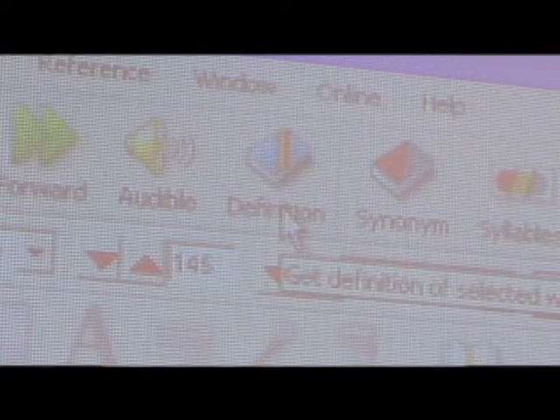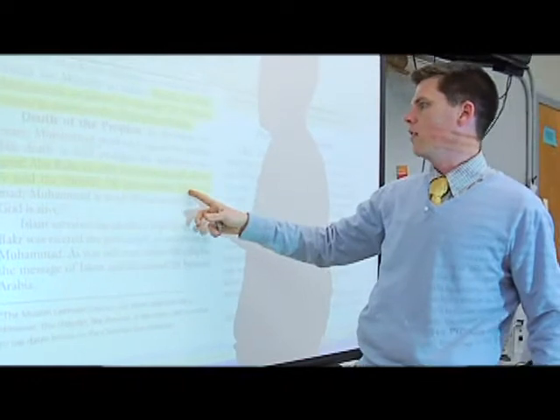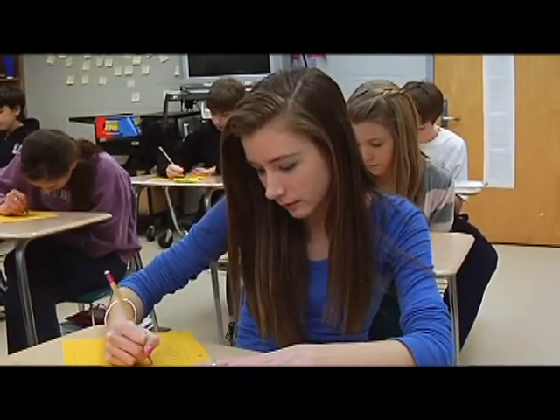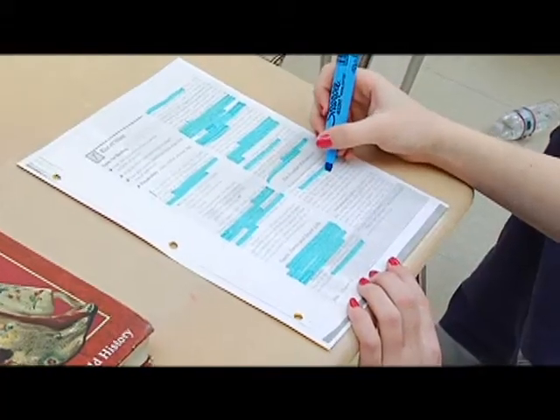Features such as the definition and the synonym and the highlighting and extracting the highlighting into column notes has been really successful for particularly the struggling students, but even the best students that naturally have those skills have found a lot of success because it helps them in their thinking, in their organization, in their writing, and also in their reading. And I've had students come in and say, Mr. Gudaitis, could I have a copy of those notes? Which has been a breath of fresh air. It was an unintended consequence and very unexpected, but I'm glad that it happened.